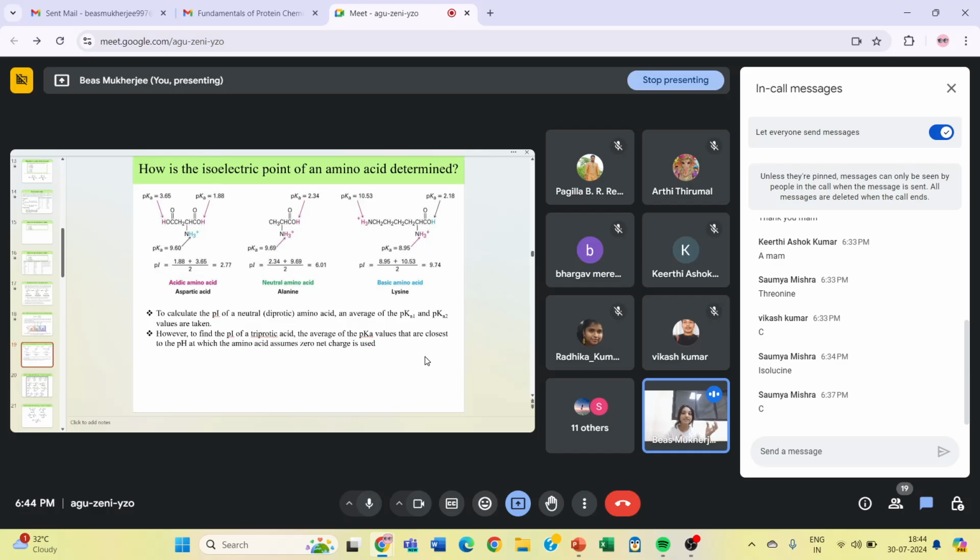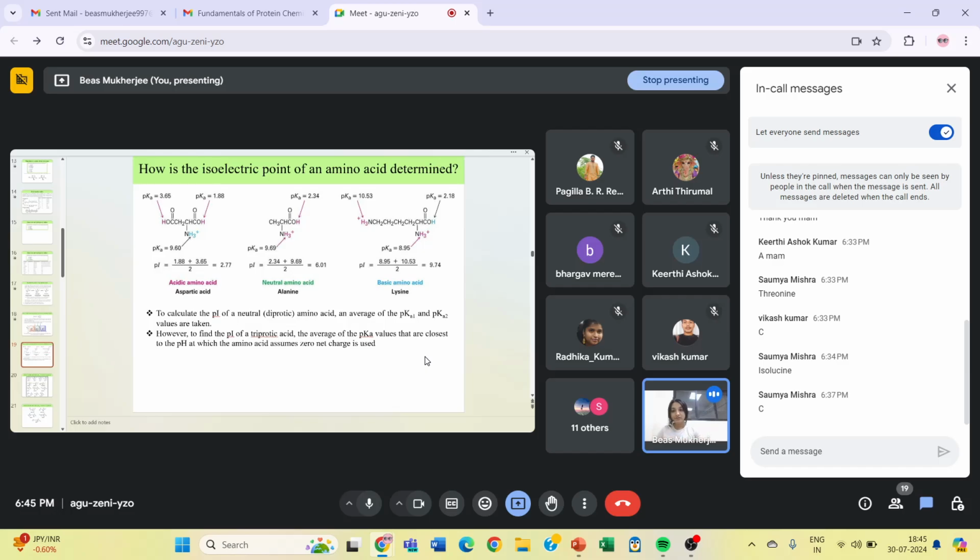And for the basic amino acid, very easily, this COOH group leaves the H plus when the pH is 2.18. Beyond 2.18, it is getting deprotonated. Then both the plus 1 charges remain, and the pI is reached only when we reach a pH of more than 8.95. So around pH 9 or so, this H plus is lost, and then we have a net neutral charge.